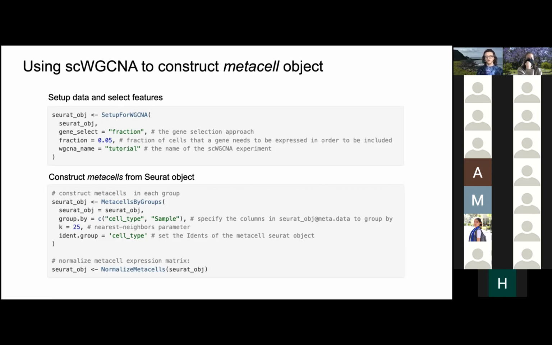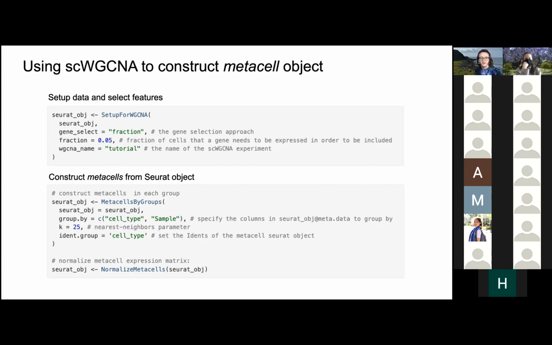You typically don't want to use all of the genes in your Seurat object. You just want to use genes that are going to be expressed. The default behavior is that it will take genes that are expressed in at least 5% of cells. You could also give it just the variable genes, or marker genes, whatever you want. We're also giving it a name for the WGCNA experiment, because, like I said, you can do scWGCNA iteratively for each cell type.